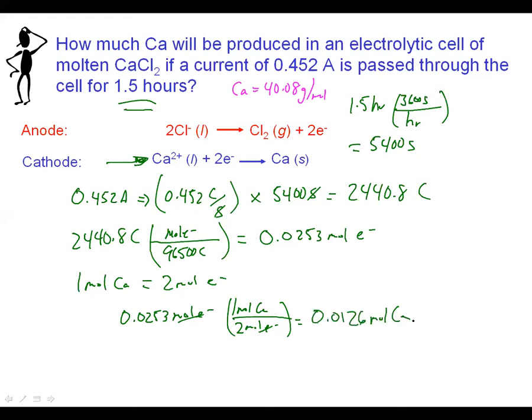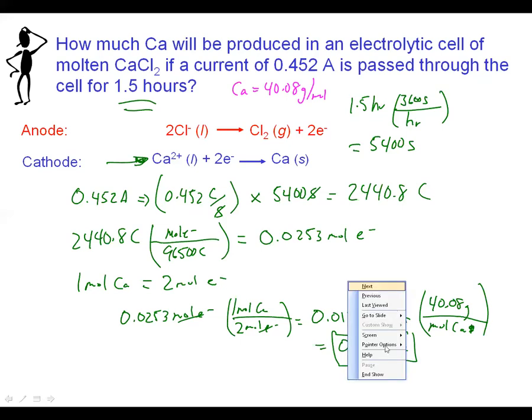And in this particular case, we're looking for the grams. So we are going to use the molar mass from the periodic table here. And that will convert us into grams, which looks like, we'll call it 0.51 grams of calcium would be produced in this particular cell if we let it run for 1.5 hours. Any questions on that calculation there?